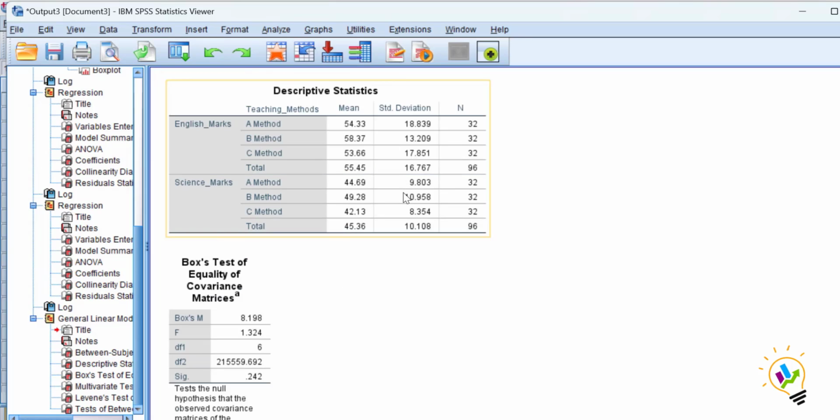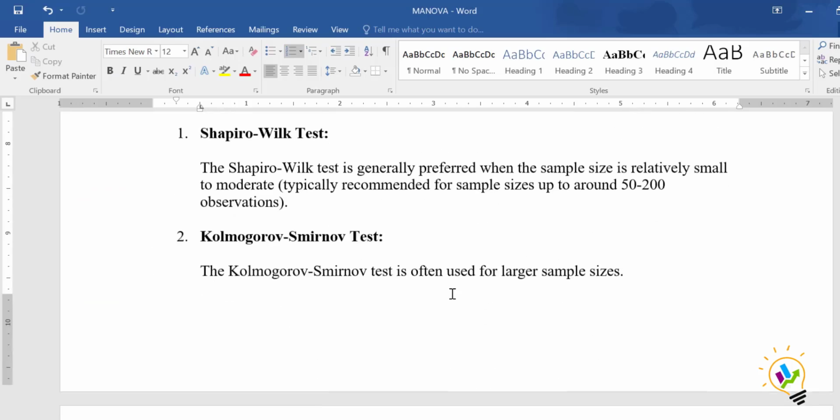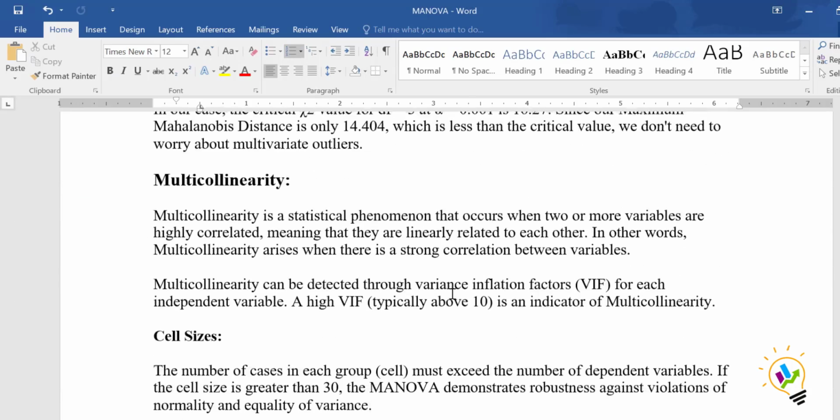Next we are going to see homogeneity. For homogeneity you must see this one, which is called Box's test of equality of covariance matrices. In this we need to see the significance value. This significance value is 0.242. So let us see how to interpret this one.